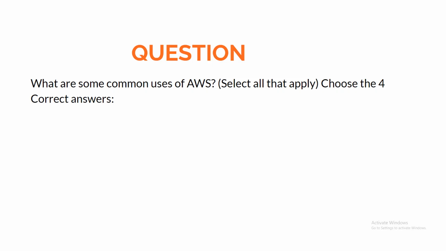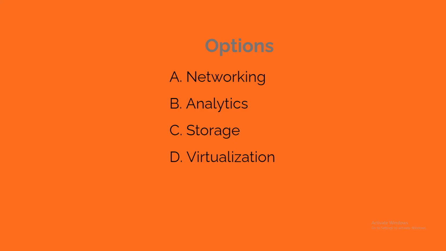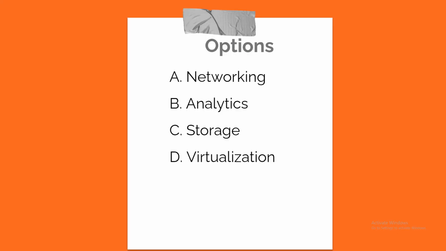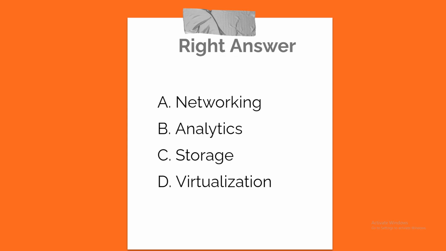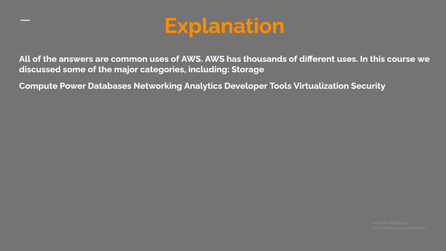Question. What are some common uses of AWS? Select all that apply. Choose the 4 correct answers. A. Networking, B. Analytics, C. Storage, D. Virtualization. Answer. A. Networking, B. Analytics, C. Storage, D. Virtualization. Explanation. All of the answers are common uses of AWS.